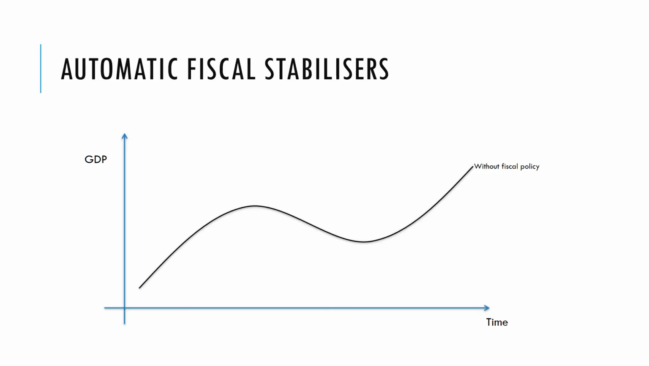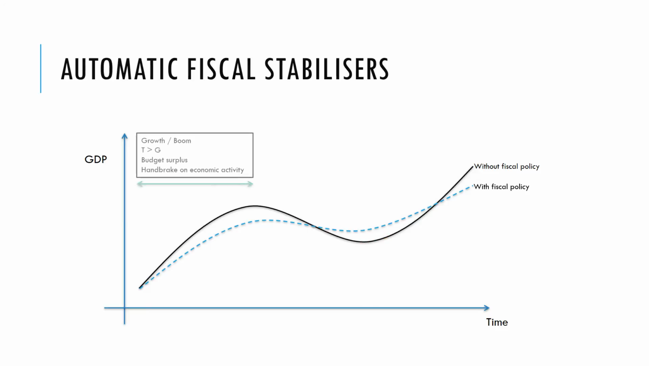Now, what fiscal policy can often do is smooth out the trade cycle so we have a smoother, less ups and downs, less of a cycle in GDP, and GDP growth is closer to the long-term trend. We don't have big booms and we don't have big recessions and slumps. Now, why might fiscal policy do this?